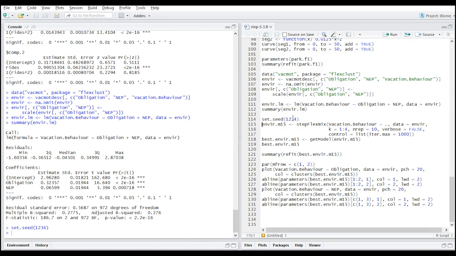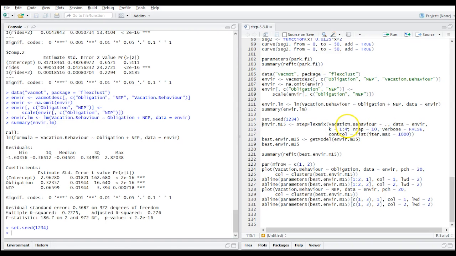So we look at what would be the result if we now fitted mixtures of regressions, and we would allow that there are groups where their vacation behavior depends differently on obligation and NEP. So we specify the same linear model. We use here the dot to specify any of the other variables contained in M that should be used.